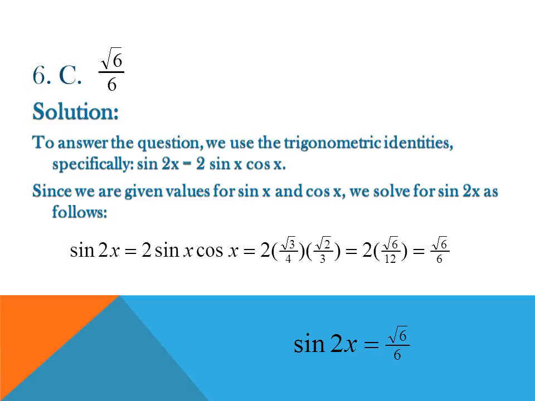Sine 2x is equal to 2 sine x cosine x, which is equal to 2 times square root of 3 all over 4 multiplied by square root of 2 all over 3, which is also equal to 2 times the value of square root of 6 all over 12, which is square root of 6 all over 6.